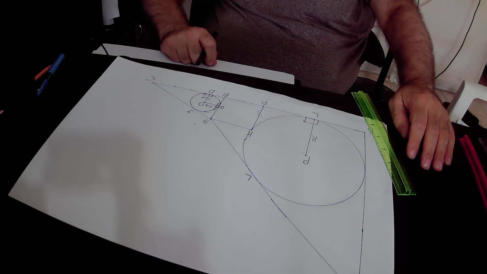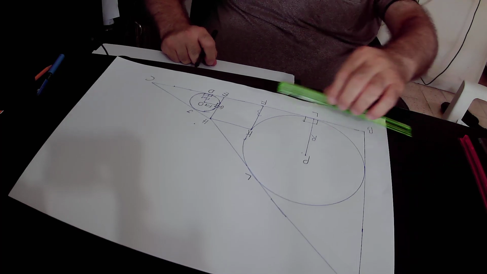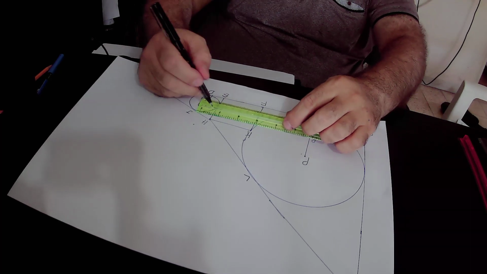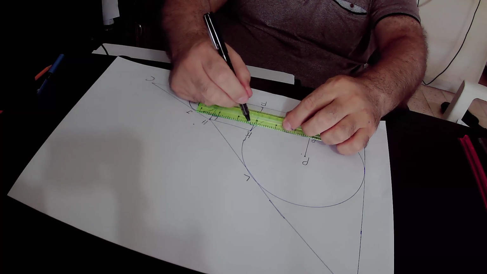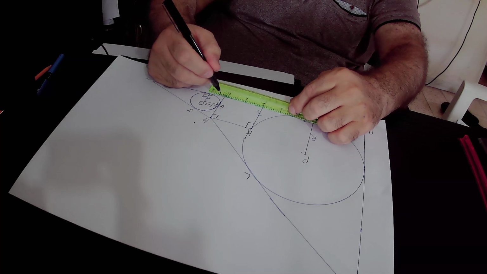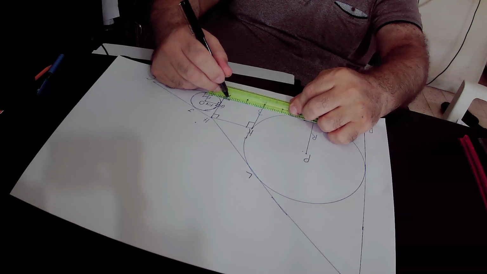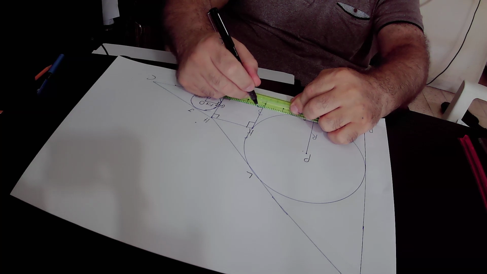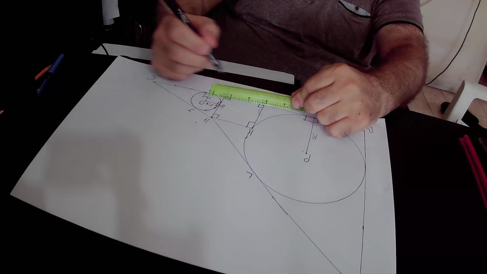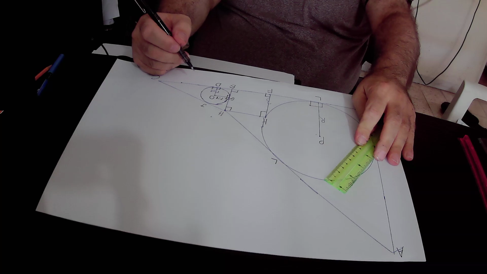Okay, so we know that all the angles inside the square are right angles, so this angle equals 90 degrees. This angle will also equal 90 degrees. This angle equals 90 degrees. And finally, this angle will also equal 90 degrees.